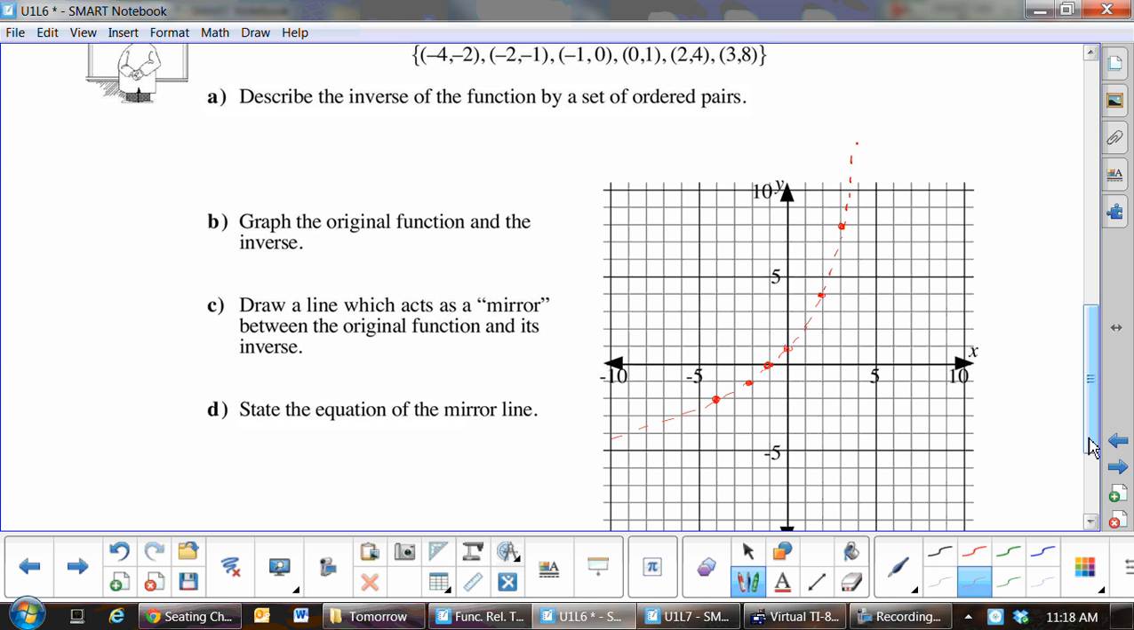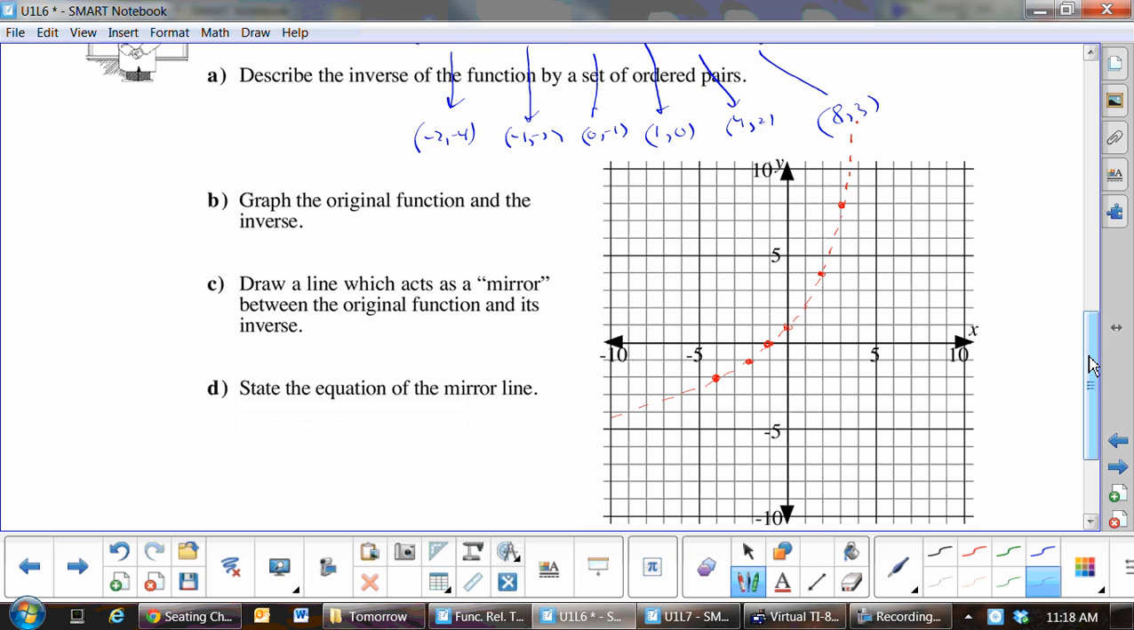Now it says do the inverse. Now the inverse would be negative 2, negative 4. This is going to become negative 1, negative 2, 0, negative 1, 1, 0, 4, 2, and 8, 3.